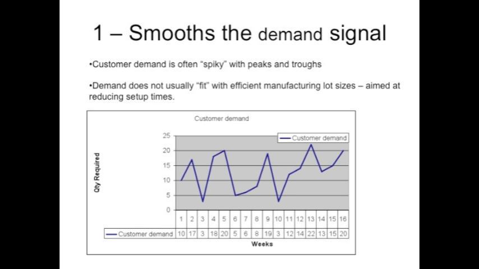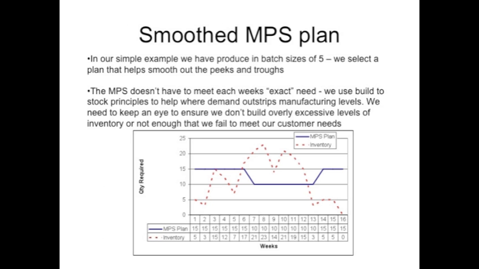A significant benefit of MPS is that since it decouples the customer demand from what is manufactured, batch sizes can be tuned to optimize the production process. Where demand is particularly spiky, this can be of enormous assistance in producing a steady drumbeat of manufacture, which can then ripple through the supply chain.